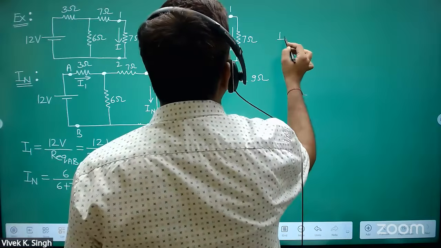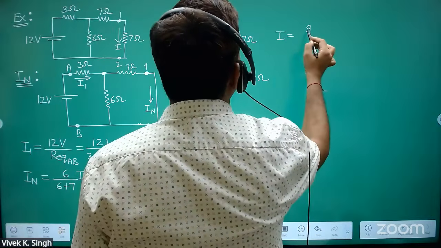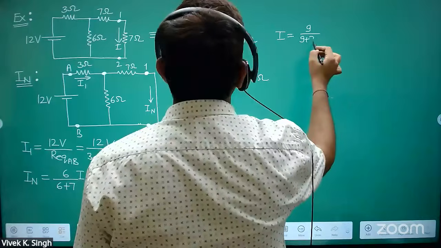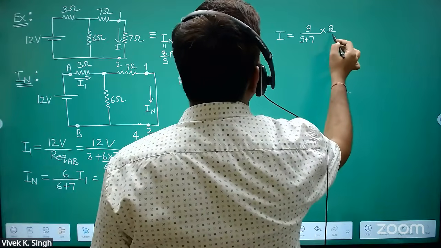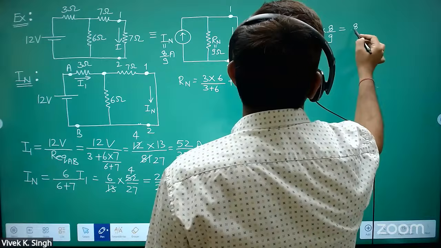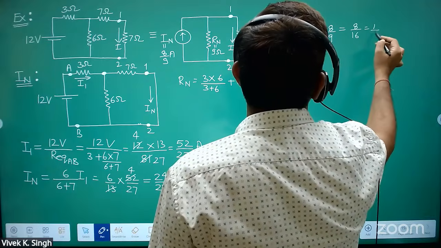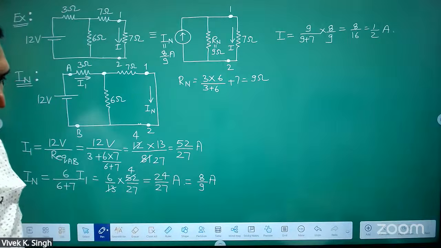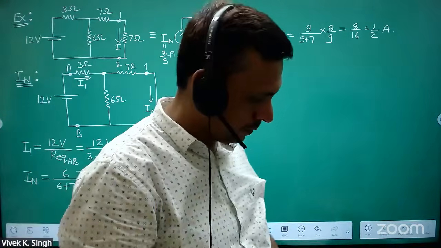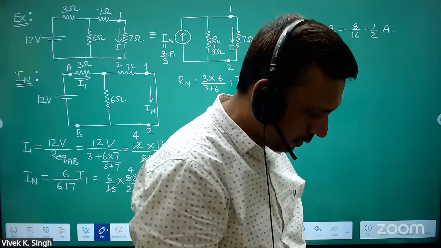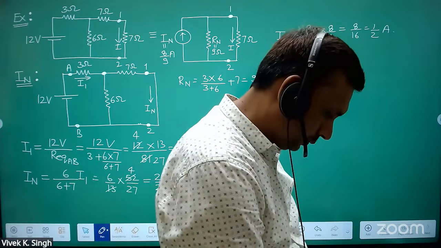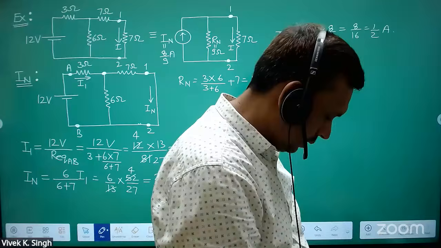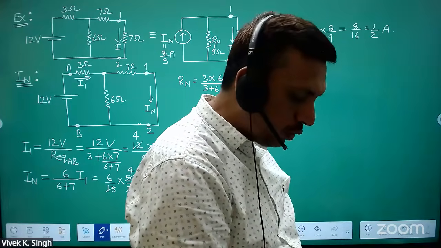Now current I is given by 9 by 9 plus 7 into 8 by 9. So this is 8 by 16. Again, you will get half ampere. Is it clear? So any doubt in this theorem?